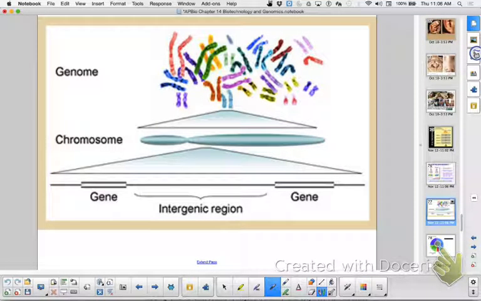Okay, so this gives you an example, an intergenic region right in here, and then if it was somewhere in here, that would be, tell me what's the name of that? Just like intragenic, okay, within.